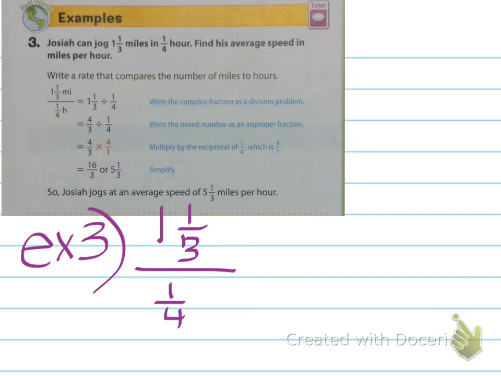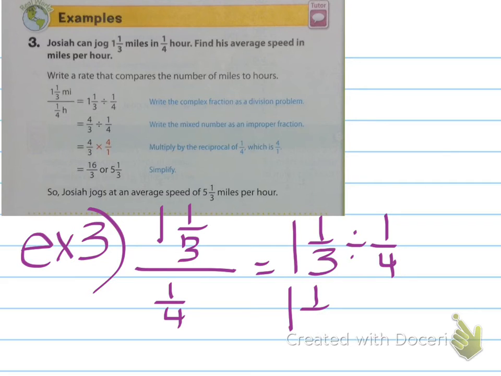So to correct this from being a crazy looking complex fraction, we're going to simplify it. We're going to go ahead and make this into a simplified fraction so it's no longer a complex fraction. So we take our 1 and 1/3 divided by 1/4, and we write out our division problem. Then we do our keep, change, flip.